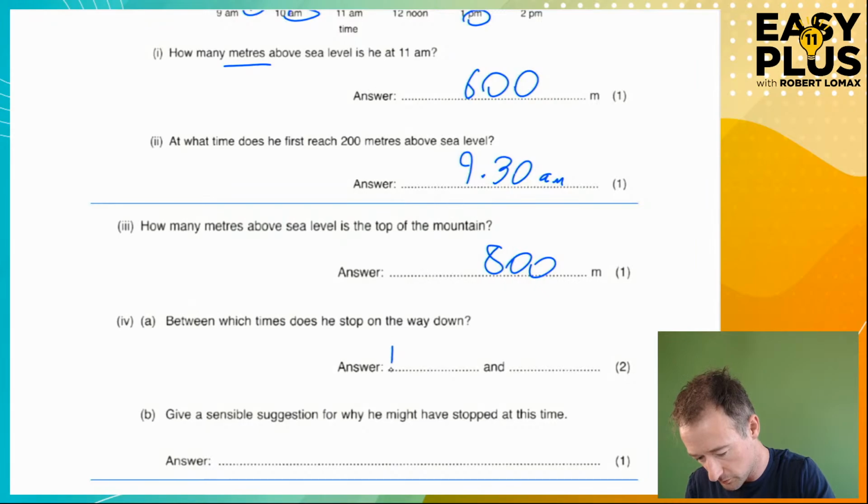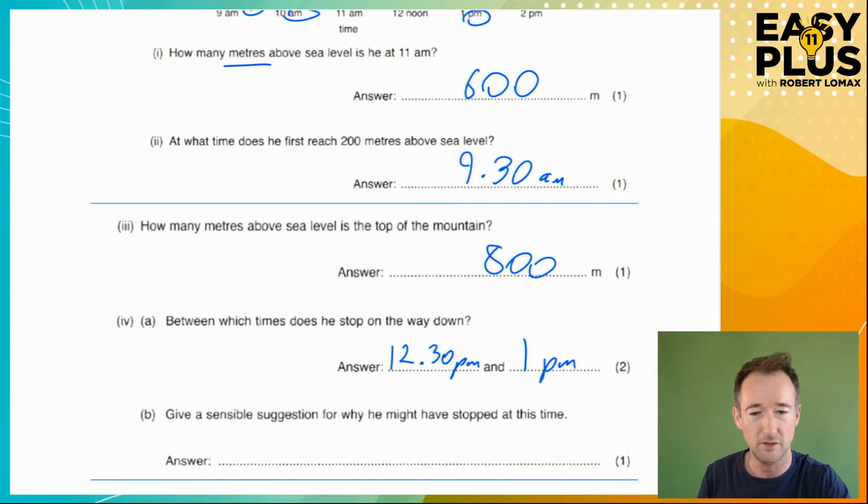So we need to put 12:30 PM and 1 PM. Simple. You could say 12:30 and 1300, but that's unnecessarily complex, and it might be slightly annoying for the examiner with their mark scheme if they don't want to think by this point, because their mark scheme will be in the 12-hour clock, just as everything else is in this question.